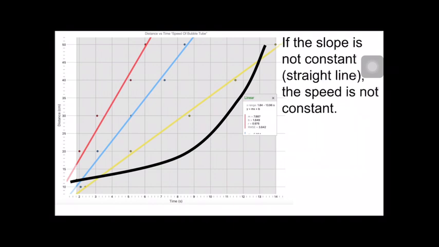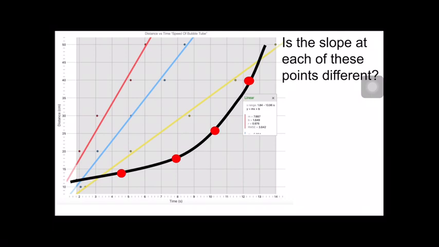So, if the line is not a straight line, that means the speed is not constant because the slope at any given point is going to be different. What's the slope right here? Is that different than the slope up here? And if the slope is changing, the speed is changing.